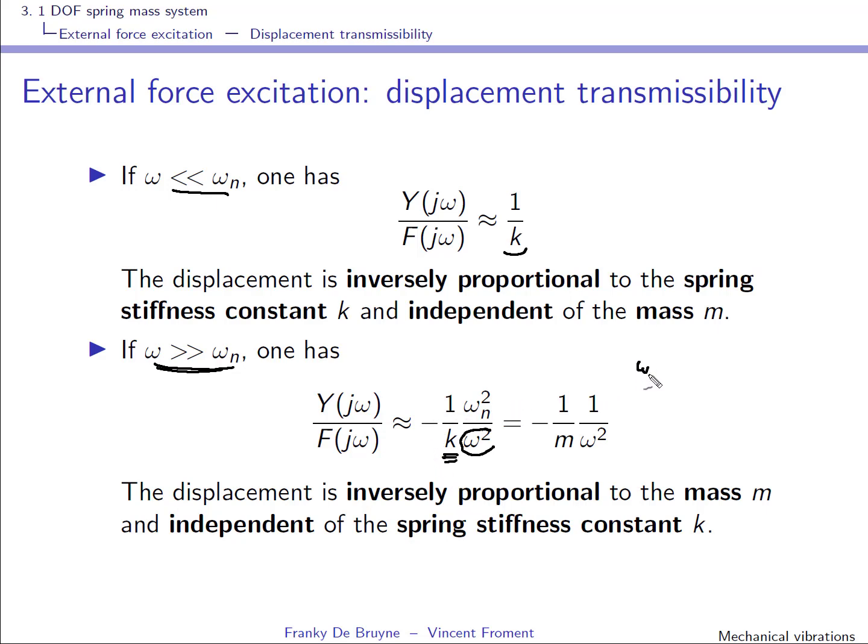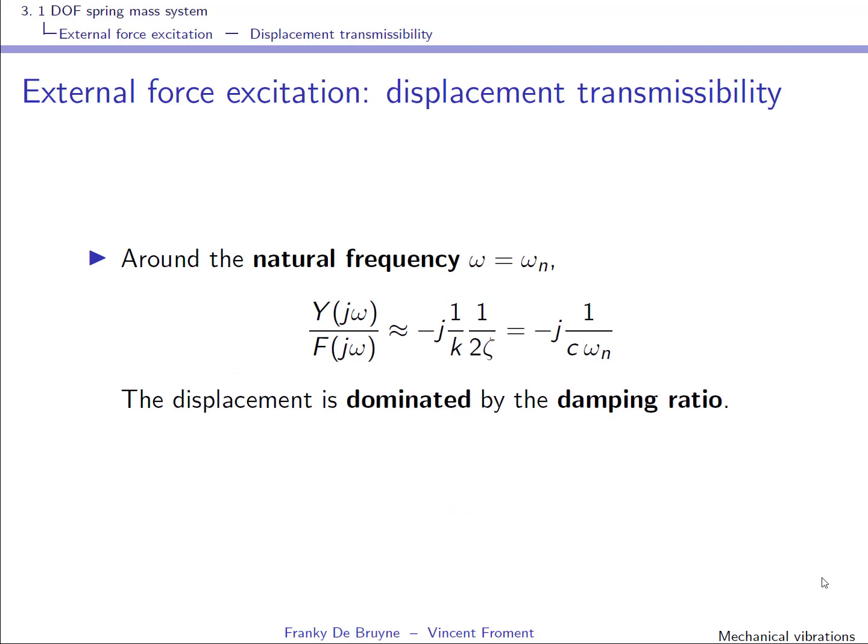Since omega n squared is equal to k over m, this can be written down like this. So we see that the displacement transmissibility is inversely proportional to omega squared, but it's also inversely proportional to the mass and independent of the spring stiffness constant k. We had also seen that at a natural frequency, the displacement transmissibility is actually dominated by the damping ratio. When this damping ratio is very small, you have a huge displacement transmissibility.